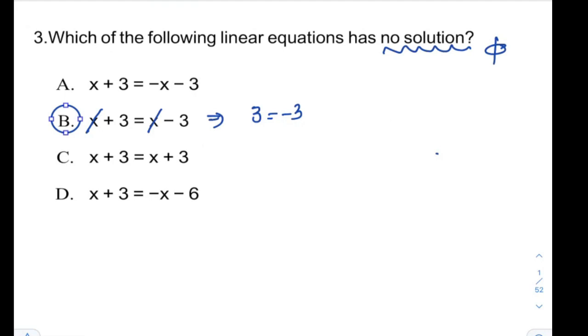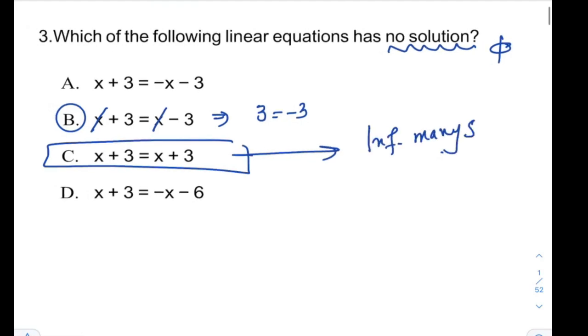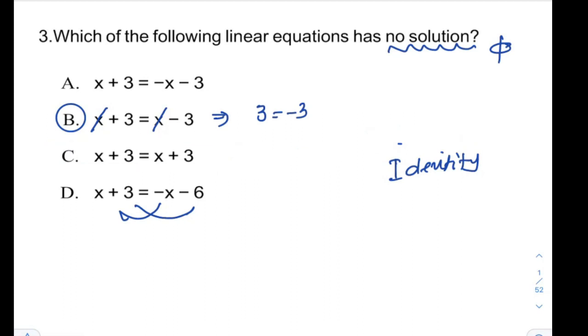No solution. What if we need infinitely many solutions, or what we call an identity? For infinitely many solutions, the two sides should be copy-paste of each other. For example, for this choice, this has infinitely many solutions, or you can say identity, because they are identical to each other. Exactly, the right hand side is equal to the left hand side. While for the others here, you can solve and you will discover that you will have one solution: x equals 2, x equals 3, whatever. So in this case, we just remind ourselves of what we have done before.